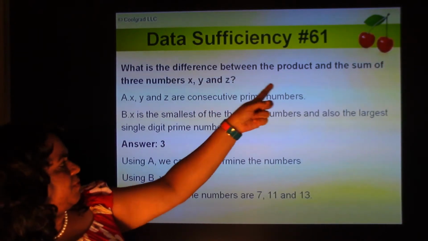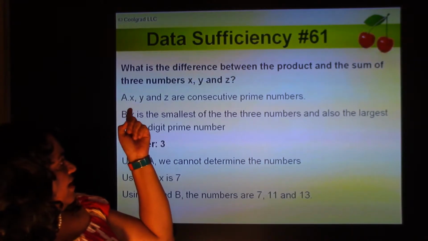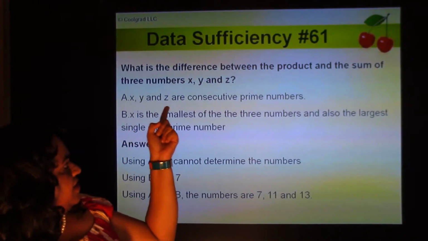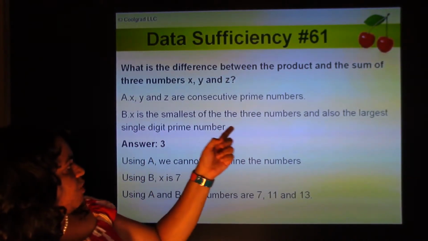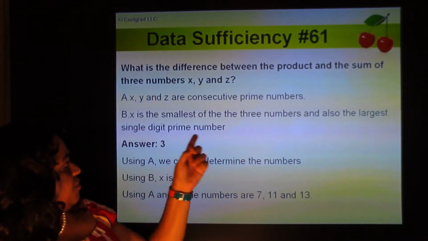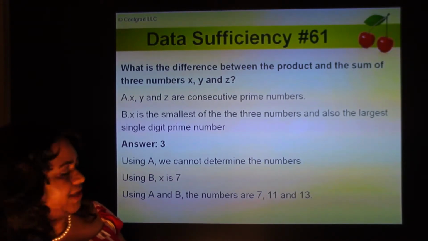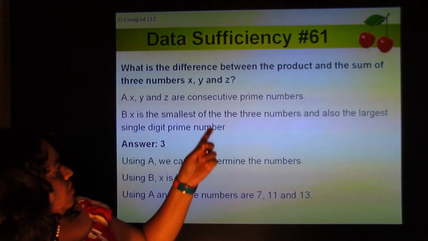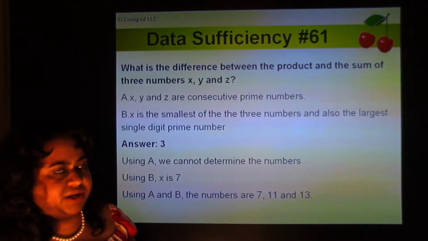61. What is the difference between the product and the sum of the numbers x, y and z? Statement A: x, y and z are consecutive prime numbers. Statement B: x is the smallest of the three numbers and also the largest single digit prime number. So using statement A alone, we cannot determine the numbers. They can be like 11, 13 and 17, or they can be 2, 3 and 5. We don't know which three.